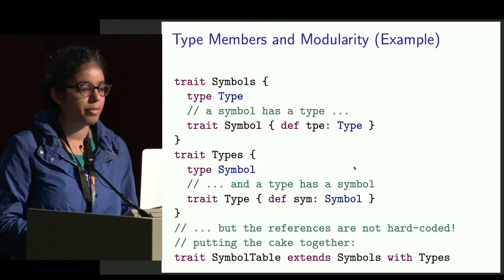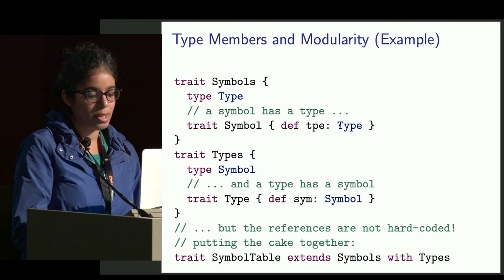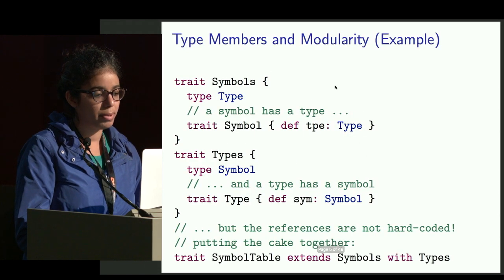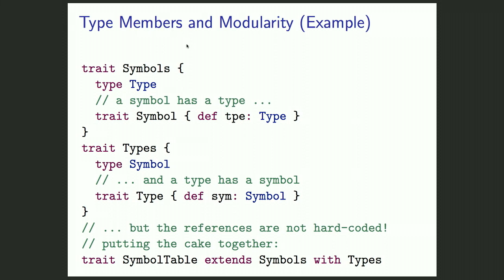And just to give a few examples, type members play an important role in Scala. They can be used for modularity, like in this cake pattern, where we have a trait Symbols that has an abstract type Symbol, and a trait Types that has an abstract type Type. On the other hand, each one of these traits defines the other type. So Symbols defines Symbol and Types defines Type. And it's only when we put the cake together that we really tie all these abstract types with one another.